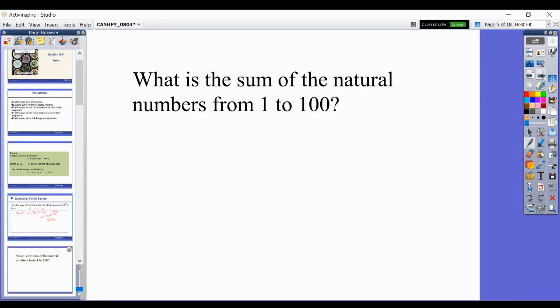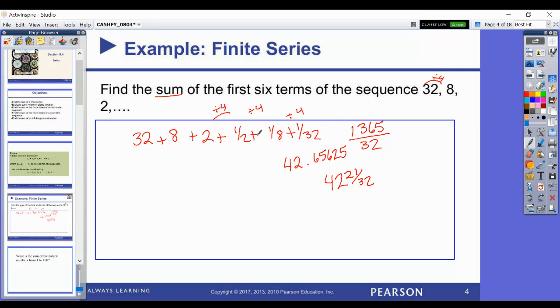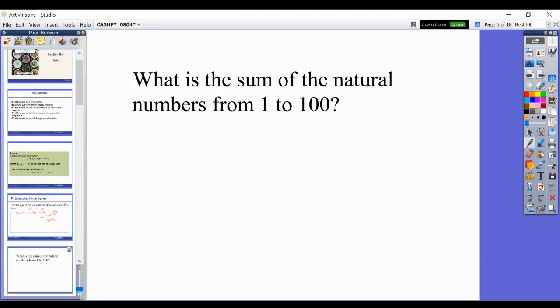Sometimes we don't want to have to write them all out and add them all up. So we have some formulas for that, which we're going to use in a minute. But real quick, can you tell me what the sum of the numbers from 1 to 100 is? Pause the video, see if you can answer it, and then I'll show you.